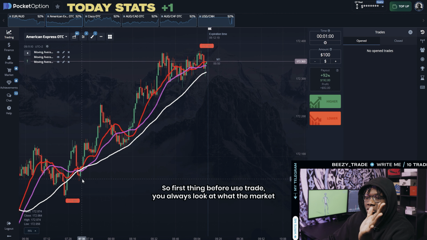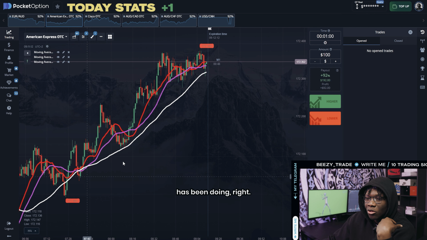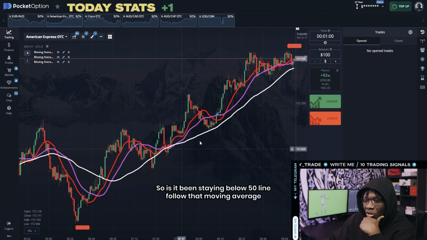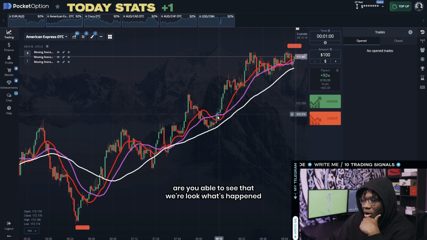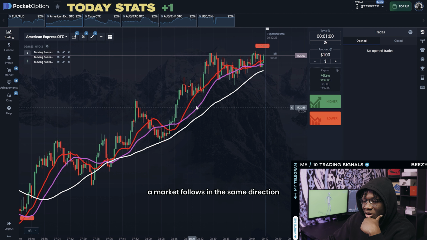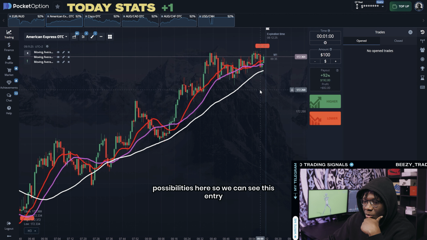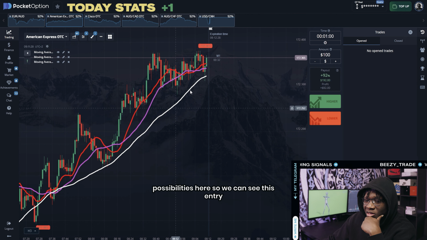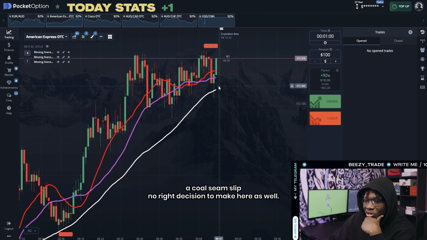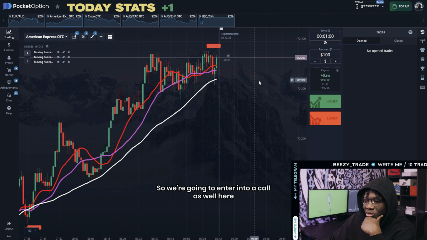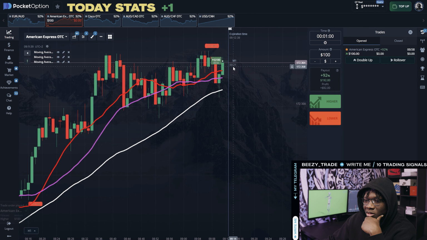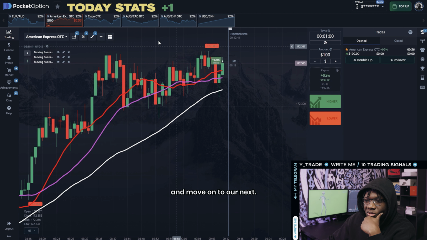First thing before you use the strategy, always look at what the market has been doing, right? Has it been staying below every line, below that moving average? Are you able to see that when the crosses happen, the market follows in the same direction? So right here, we can see the same. Entering a call seems like the right decision here as well. So we're going to enter into a call here and move on to our next.